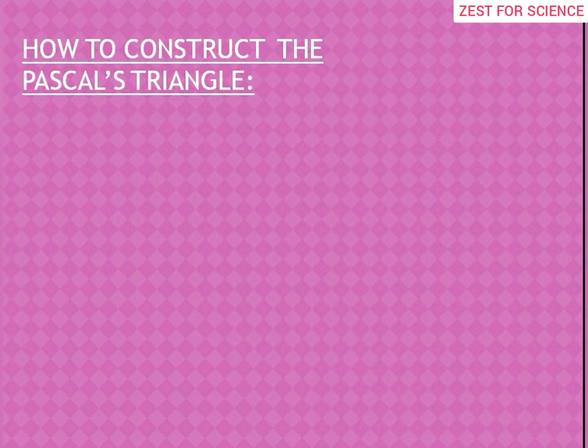Now, let's know how to construct the Pascal triangle. To construct it, you have to imagine two zeros on both sides of 1. Now, add 0 and 1, which is 1, and place it in between underneath. And now add 1 and this 0, which is 1, and place it in between underneath. That is like that.